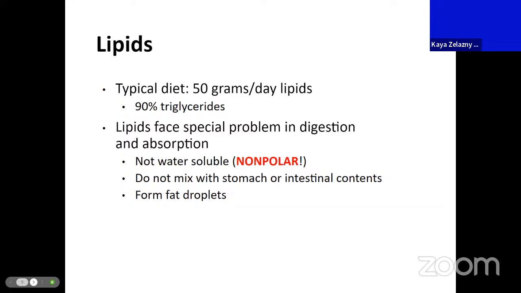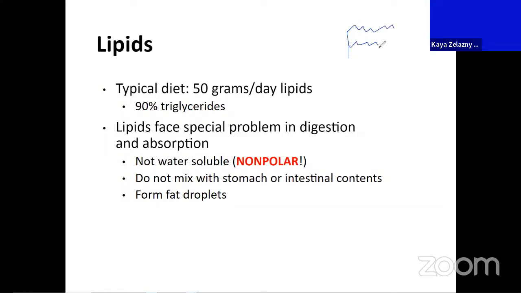So a typical diet should include about 50 grams per day of lipids. 90% of that is going to be in the form of triglycerides, so like our fats and oils. So the triglyceride is the one that looks kind of like a flag. We've got that glycerol backbone. And then we have our fatty acid tails coming off of it. Okay. Very lazy chemistry drawing, but it's that one.